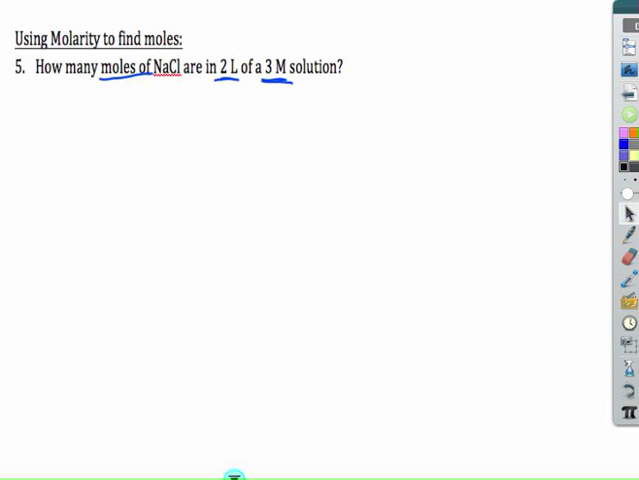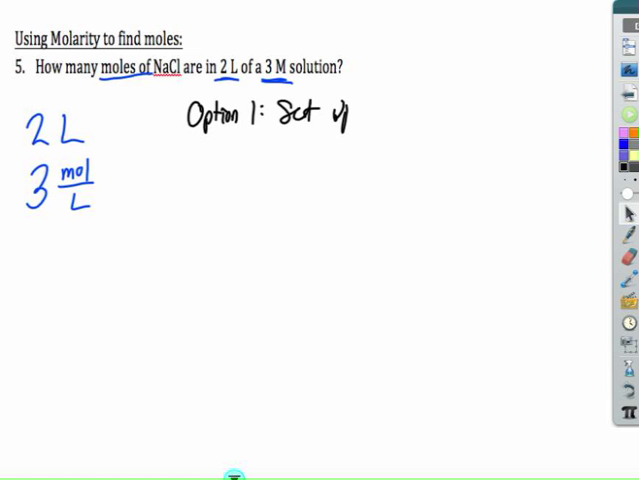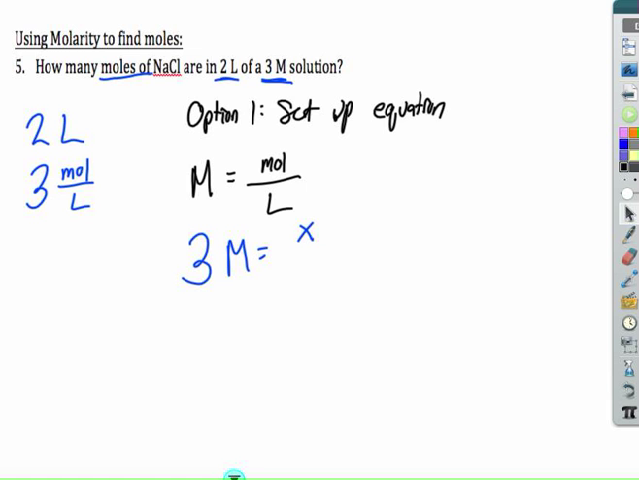Okay, so our knowns are 2 liters, and just for the sake of seeing it easier, I'm going to write it as 3 moles per liter. And I'm going to show you 2 options of solving it. Option 1 is to just set it up in the equation. Okay, the equation is molarity equals moles over liters. The molarity is 3 equals number of moles, which we don't know, I'm going to call it X, divided by 2 liters. To get the number of moles by itself, we times each side by 2.